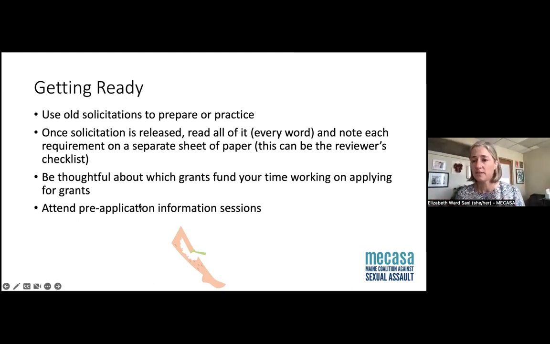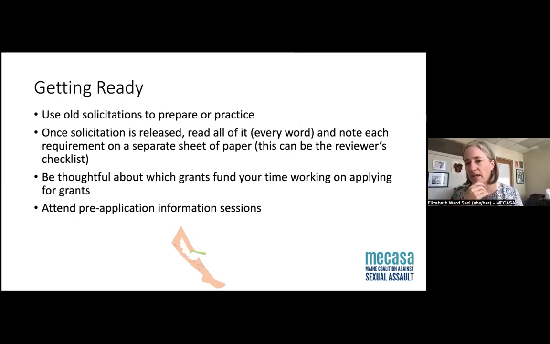Once it is released, read every single word. Every single word. We have been caught up on some of these where we've done a bunch of work and then got to appendix 7. And in it, it said, every state but Maine may apply. Okay, I might've made that one up, but something like, oh, we just put in all this work and we can't even, no. So for reals.